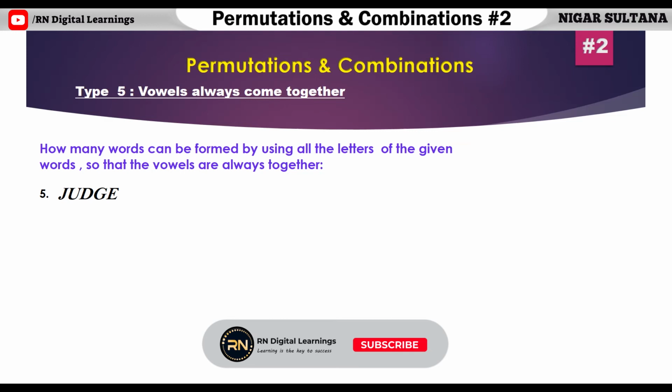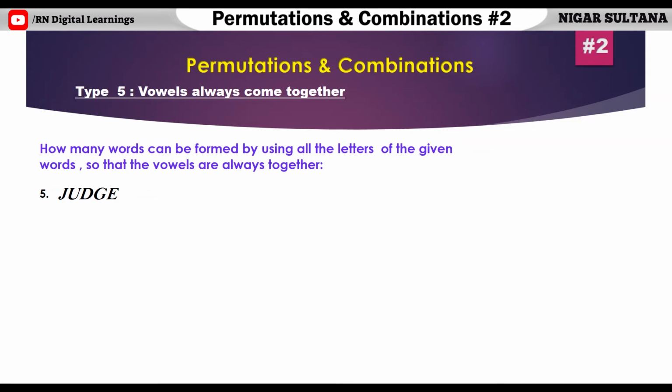The last problem of this type is judge. Here also none of the letters is repeated, so all the letters are different. We have U and E as my vowels. I should treat this as my 1. Now the consonants are J, D, G, and this UE can be placed before J, or after J before D, or after D and before G, or after G. So there are how many ways? 4 ways.